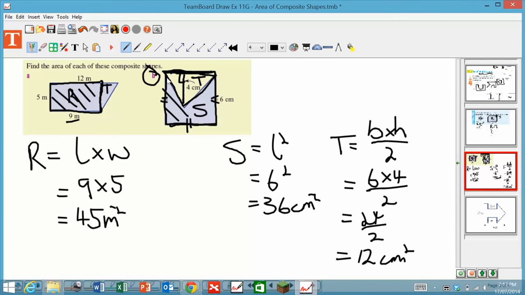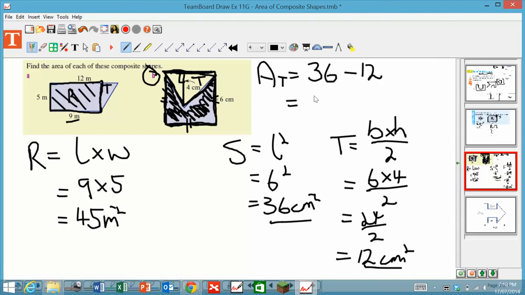Now I want to find my final answer. So my final answer is this shape here. It is basically the square with the triangle taken away. So that's what I do. I've got to subtract this answer from this answer. So my total area equals 36 minus the 12. So my total area is going to be 24 centimeters squared. And that's how you do it.